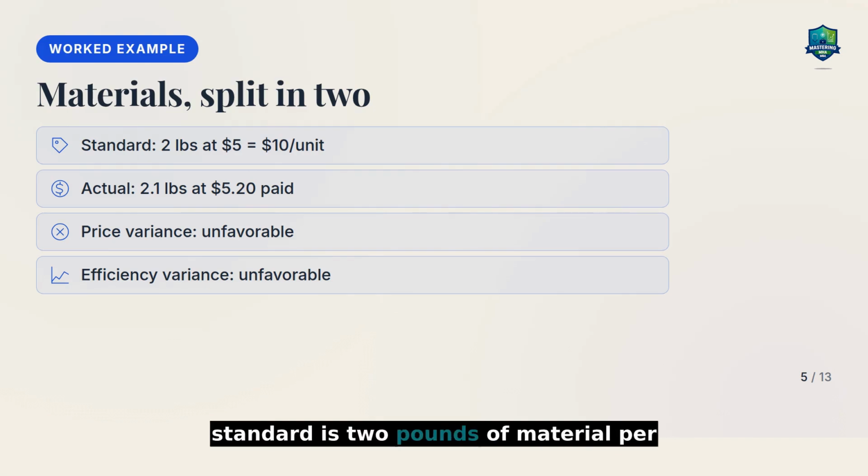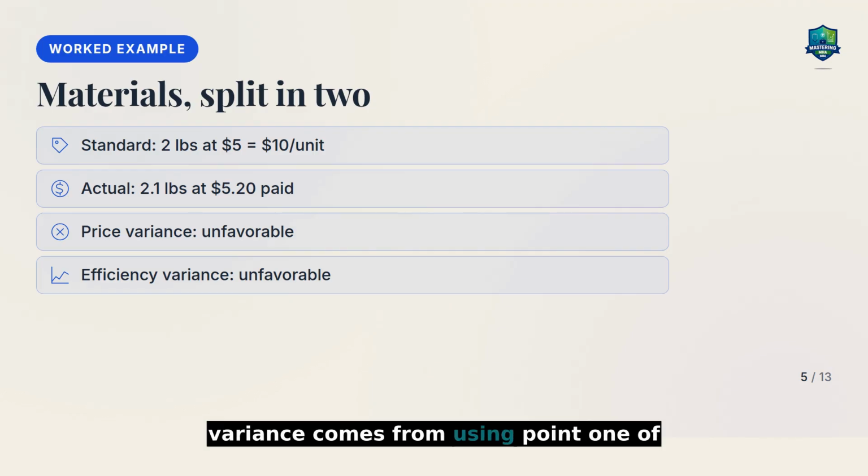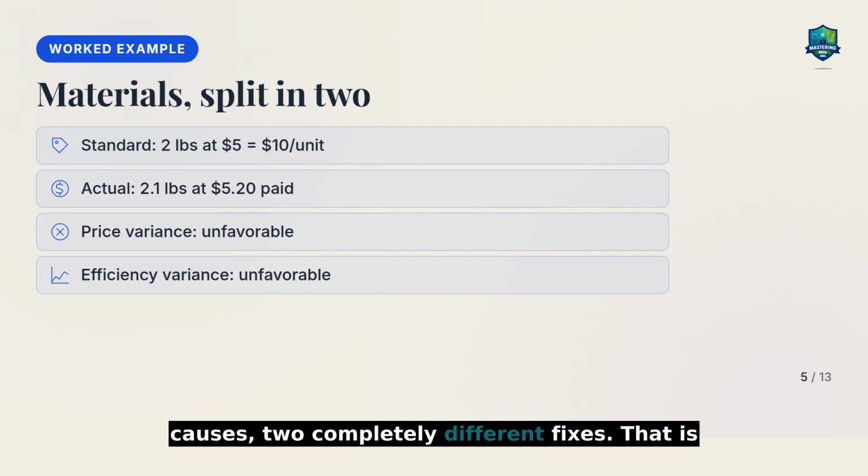Let us make it concrete. Say the standard is 2 pounds of material per unit at $5 a pound, so $10 of material per unit. This period you actually paid $5.20 a pound and used 2.1 pounds per unit. The price variance comes from the 20-cent overpayment on every pound you bought, an unfavorable result driven by the market. The efficiency variance comes from using 0.1 of a pound too much on every unit, also unfavorable, driven by the floor. Same total overspend, two completely different causes, two completely different fixes. That is the entire point of splitting them.